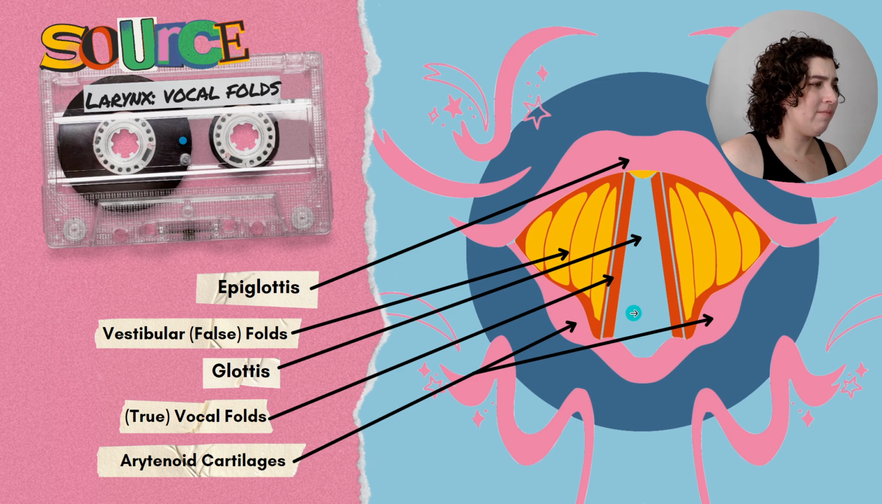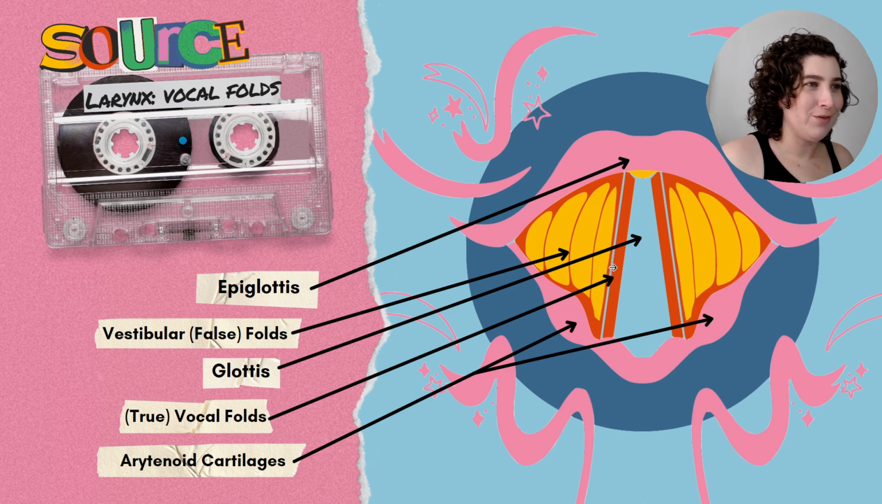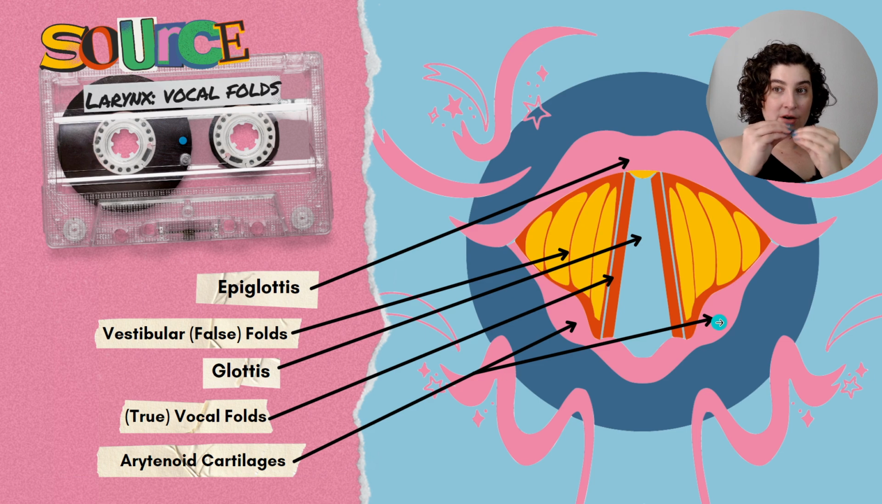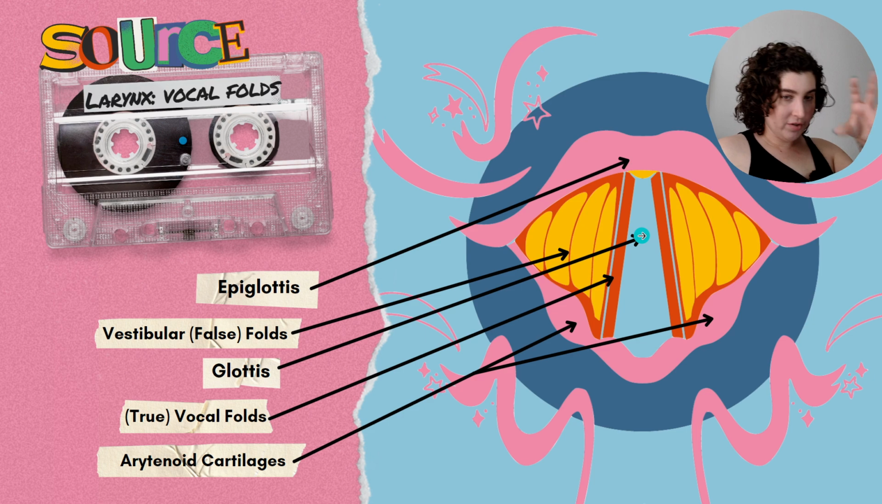This is correct, but it's sort of hard to see on this diagram because we've got the false folds on top of the true folds. So they're a little bit in the way here. The point is the arytenoid cartilages open when you breathe in, and then these things would come together when you phonate. And then this is that other anchor point here. And then in the center, we call that the glottis. So that's what it would look like from above.